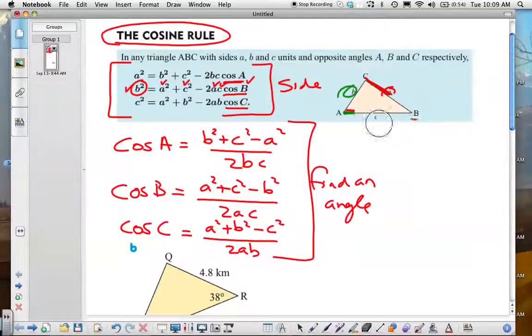We also use it when we are given this situation, when we are given three sides. So we've got c, a, and b, and we want to find any angle. We can use this because you can see here the cos of the angle is equal to these three sides. So if you've been given all three sides, the cosine rule is a good bet to work on. So let's apply it to a specific situation.